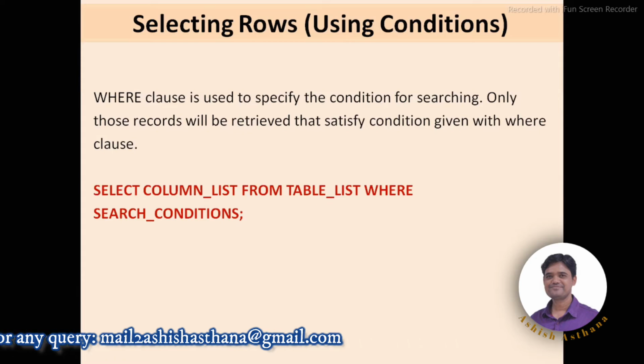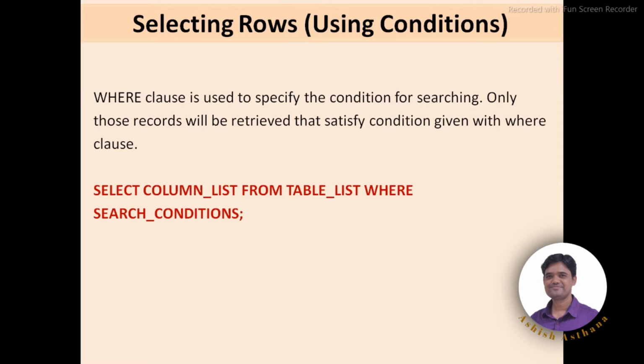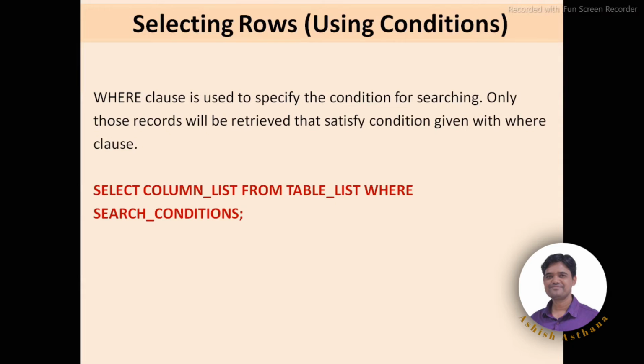You can also apply conditions with the select statement. For this, you can use the where keyword. The where clause is used to specify the condition for searching. Only those records will be retrieved that satisfy the condition given with the where clause. For example, select column list from table list where such condition. So here is the syntax: select column name from table name where conditions.